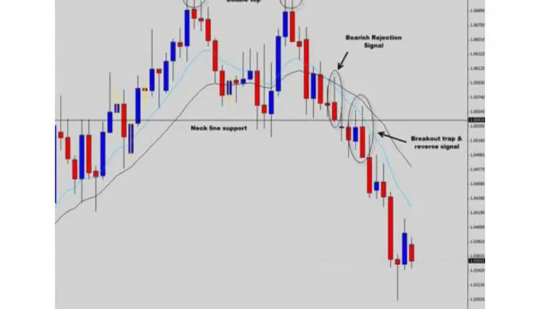In this example, the chart had formed a double top pattern. A bearish pin bar signal was communicating future bearish price action right on the neckline support. After price had broken the neckline, the market retested the neckline support as new resistance and produced a breakout trap and reverse trade.